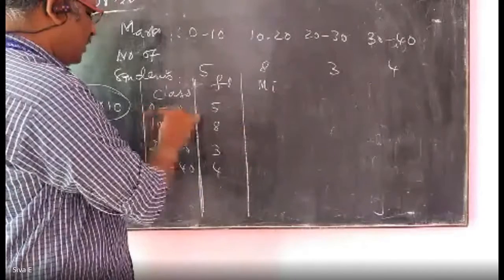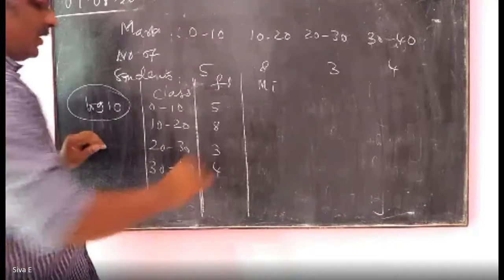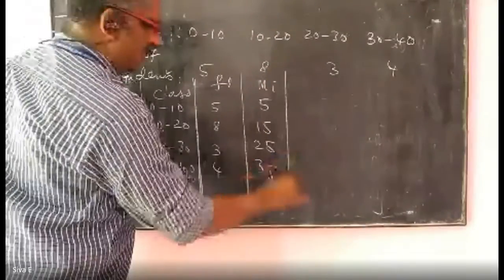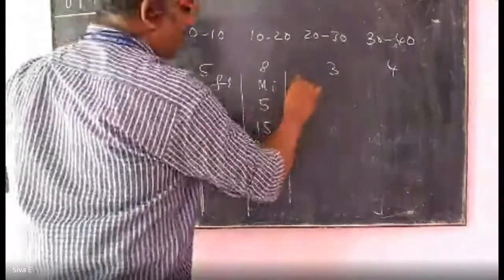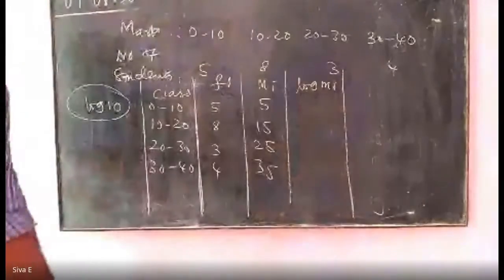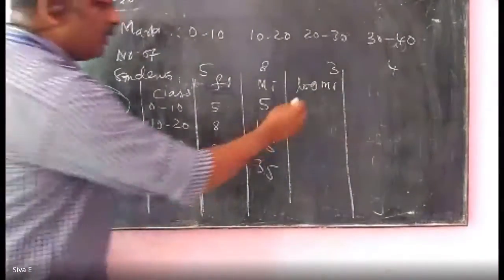Mi is the mid value: 5, 15, 25, 35. Next we have to find log Mi, log base 10.